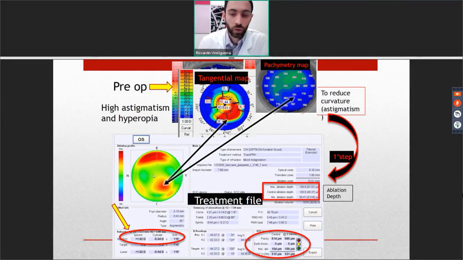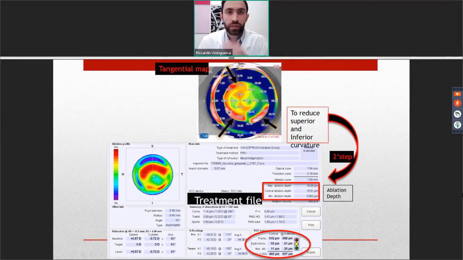Then this is what you get without epithelium. You acquire, and then we do a second step. You see that the laser is working where you want it to go. So you go and it ablates here and here. Obviously this is a PRK now.